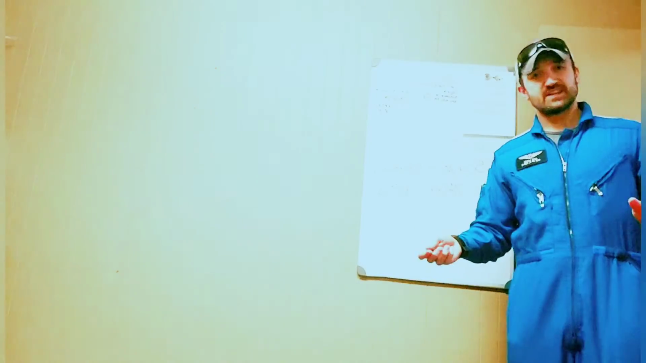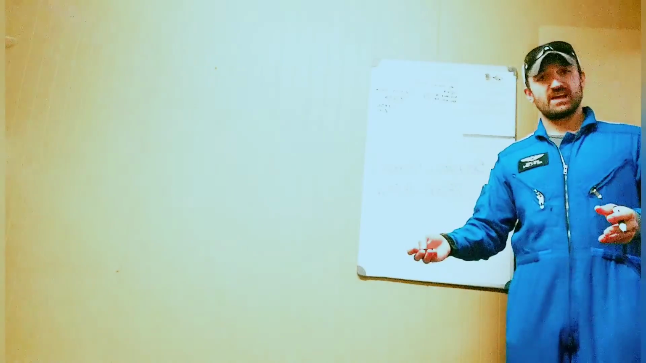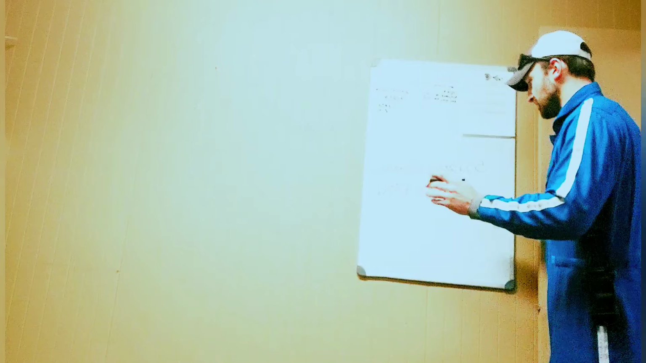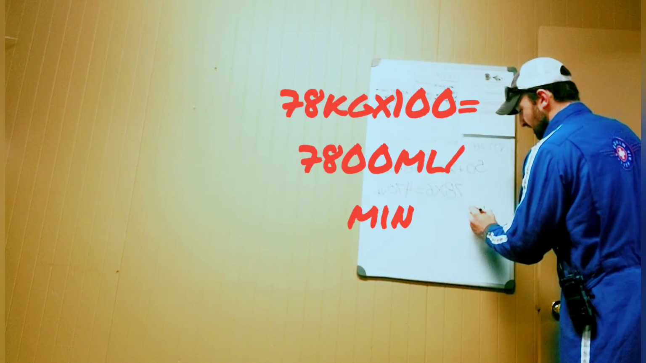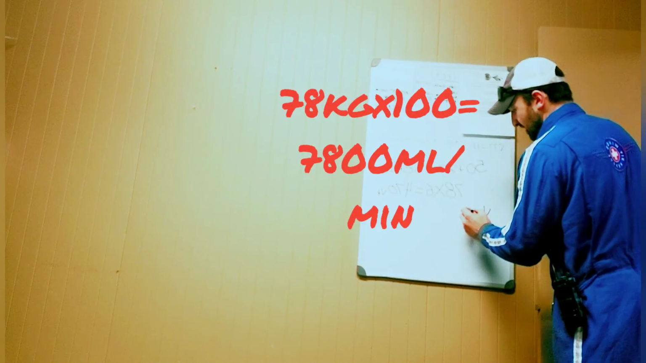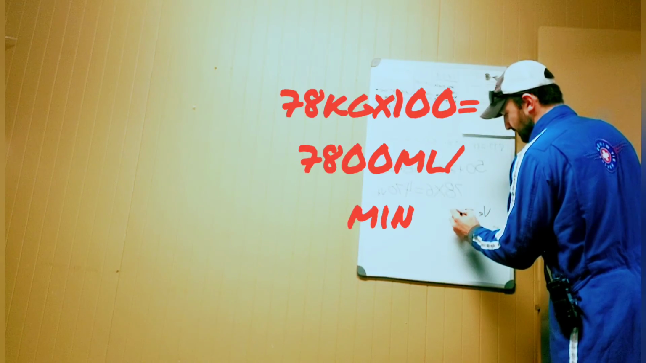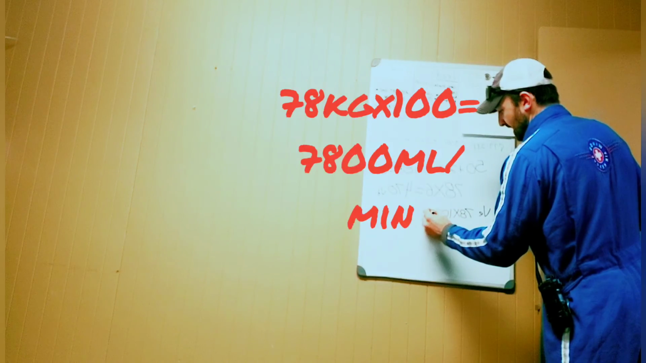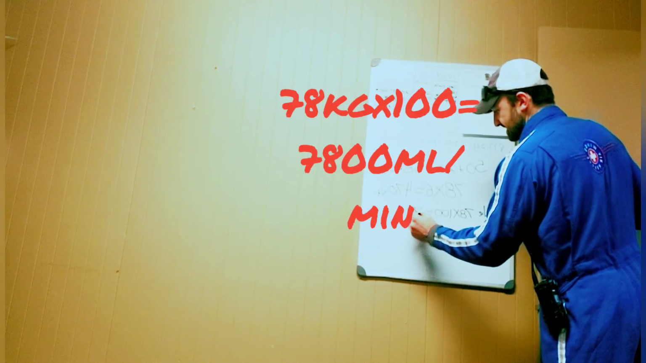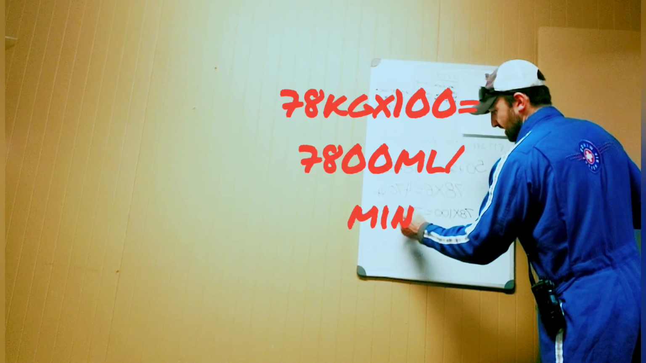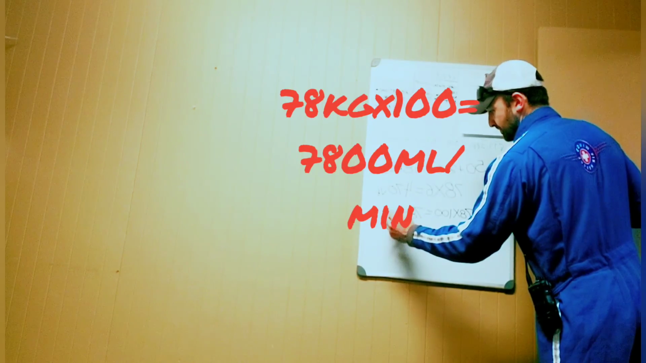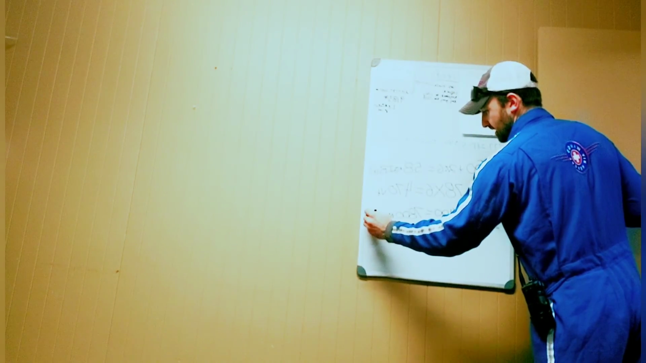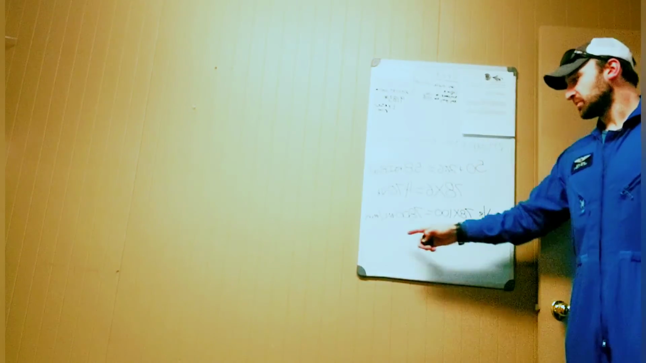The next thing that we're going to need to do, so we've got that 78 as their kilos, we need to figure out with their ideal body weight what their minute volume needs to be. So remember, for the minute volume, capital V, lowercase e, we're going to take 78 and multiply that by 100. And that is going to give us 7,800 mLs per minute. Okay? So we've got 7,800.